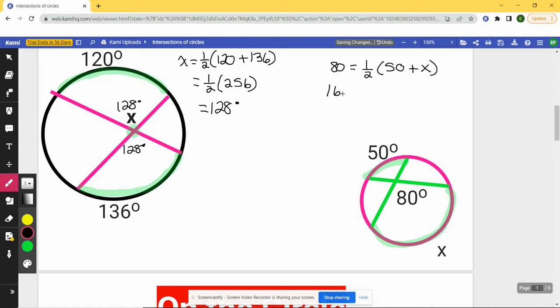So if I start solving, I'm going to multiply both sides by 2, and then I can go ahead and subtract 50 from both sides, and that's going to give X here a value of 110 degrees. And if we go to check this, the average of 110 and 50 is going to give us our 80 degrees.